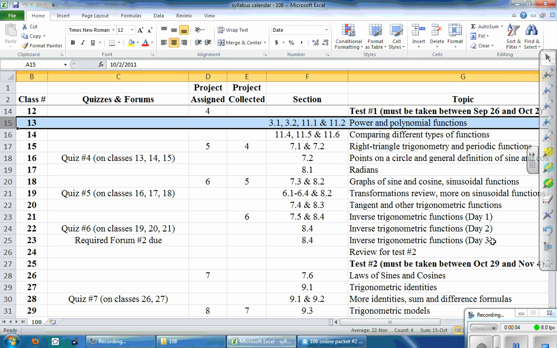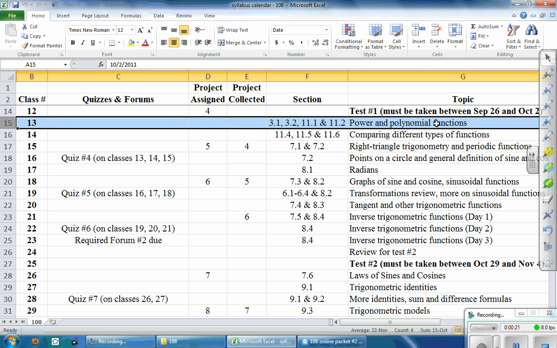Hello and welcome to class number 13. We've just finished taking our first test. Hopefully you started working on project 4. It's already been assigned. It is collected on class 15. So look for a date right there to the left of class number 15. That's when project 4 is due.